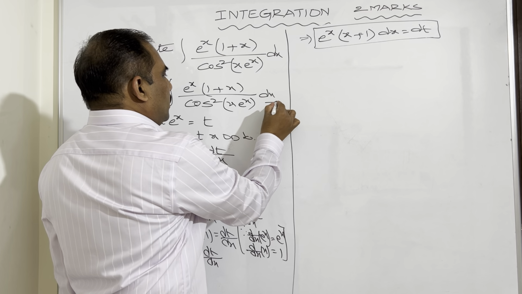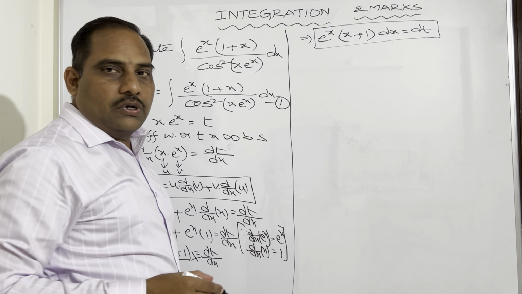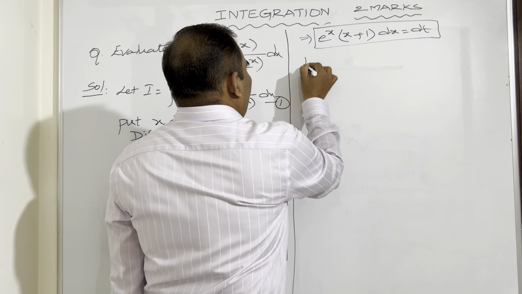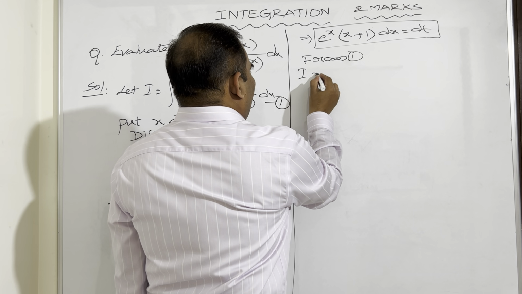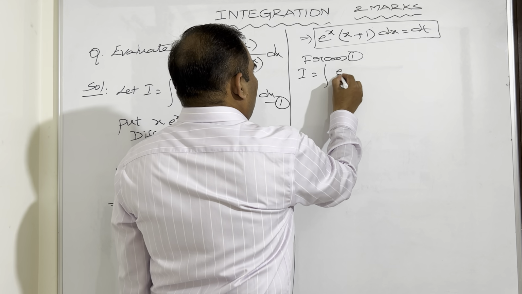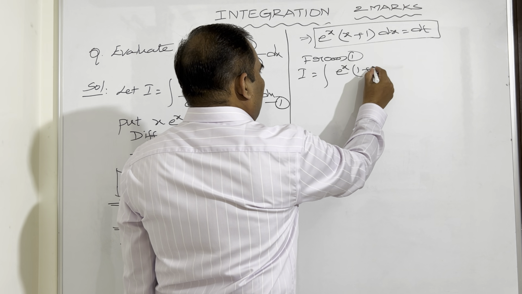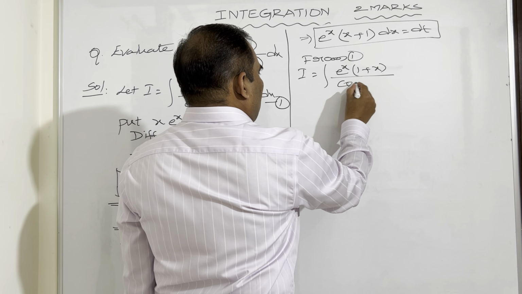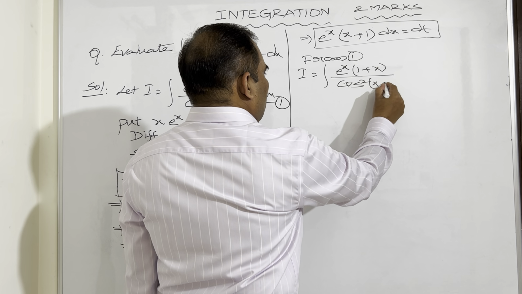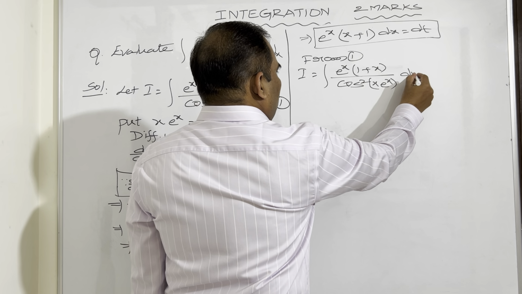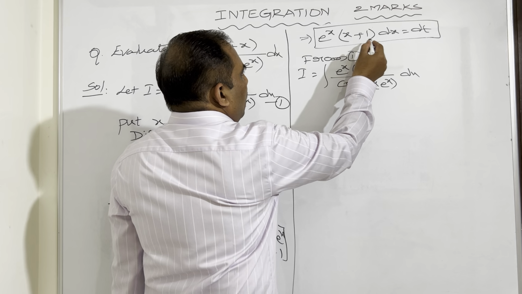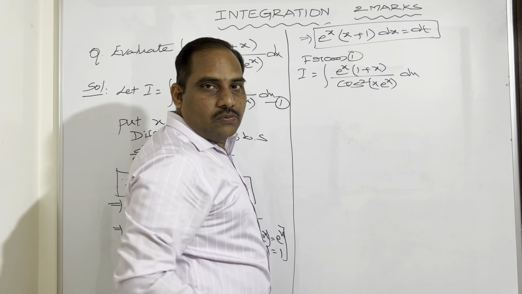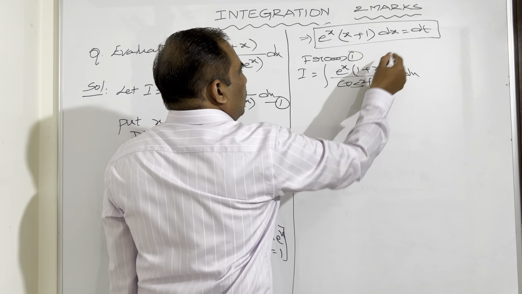So now, taking the given integral, I is equal to the integral of e power x into (1 plus x) whole divided by cos square of x into e power x dx. See here, we have taken x e power x is equal to t, so we get finally e power x into (x plus 1) dx is equal to dt.